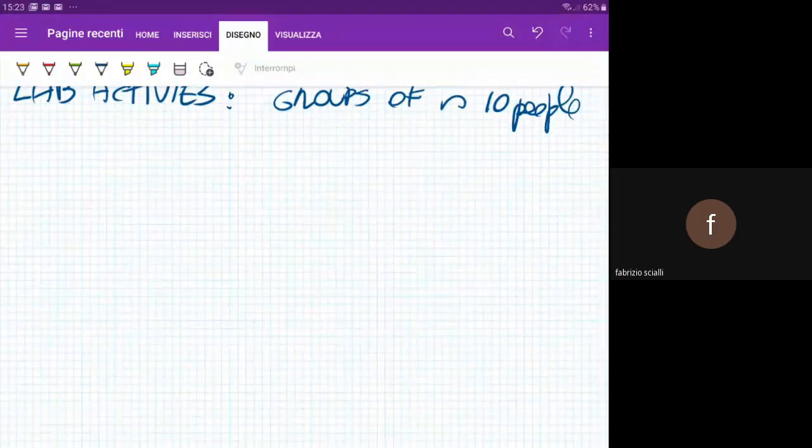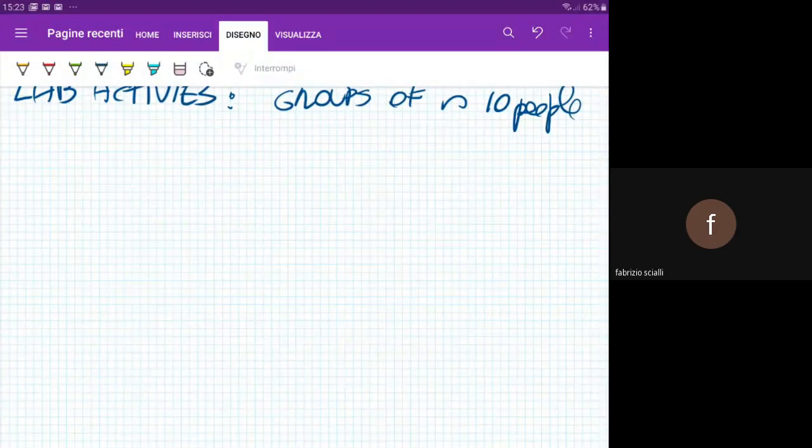So having said that, I don't know if you have any question about how the course is organized in terms of exams, in terms of references, in terms of activities. Yes, about 10 people group. Yeah.